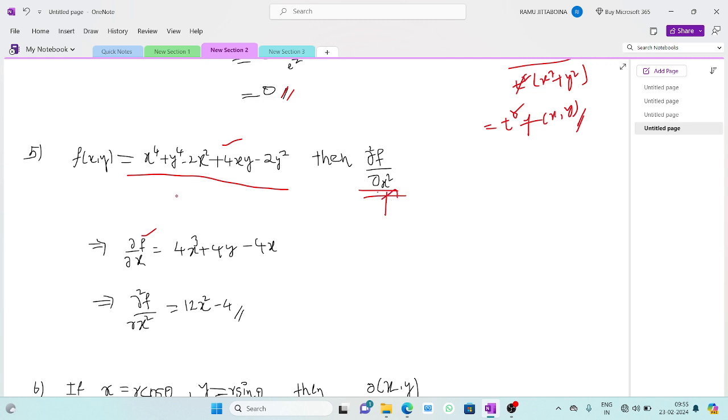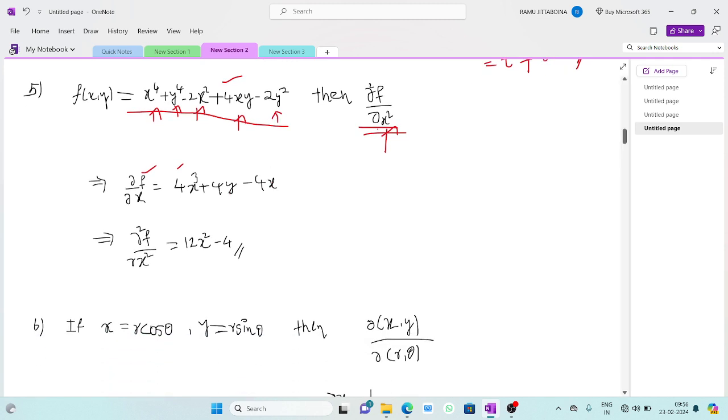So if I differentiate partially once, the x to the power of 4 goes to 4x cube, and there are no x terms present here, so that goes to 0, and minus 2x square goes to minus 4x. Then similarly, this term goes to 4y, because only one x term is there. There is no x term here, so it goes to 0. If I differentiate partially twice, I will get 12x square here.